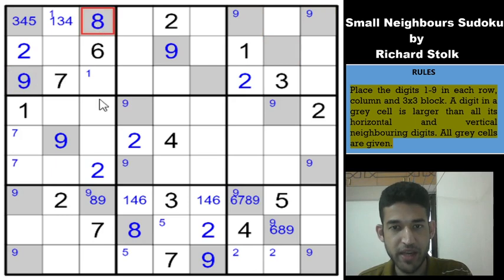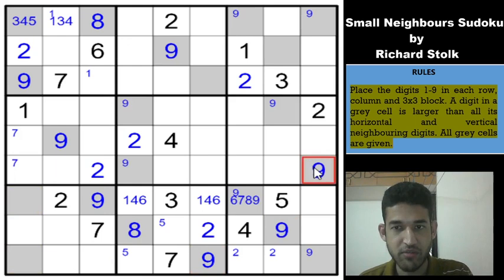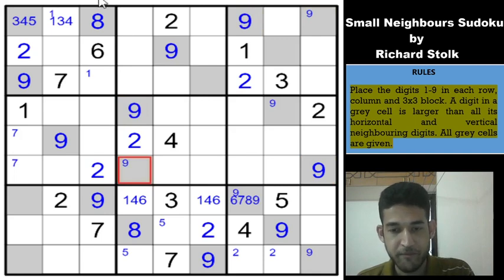So this would be 8, this would be 9, and because of this, we can remove the 9s from box 7, and that gives the 9 in box 9. Right, so that will be a 9 here and that will be a 9 here. So quickly we have got the 9s through this 9. So all these 9s may be removed from the grid.